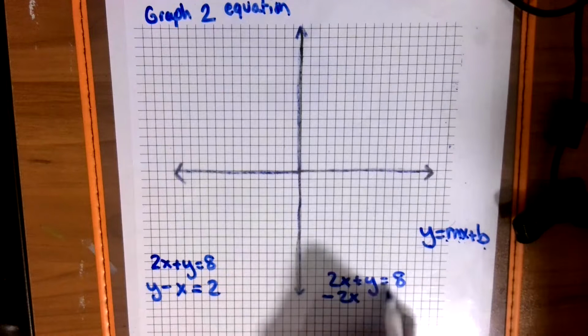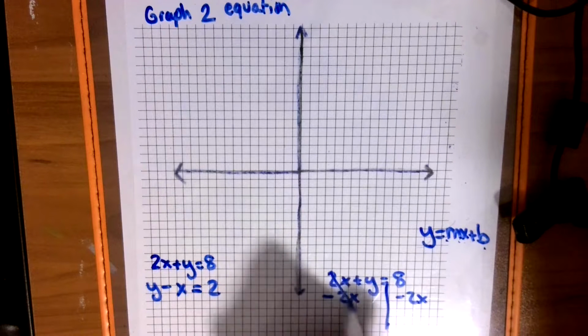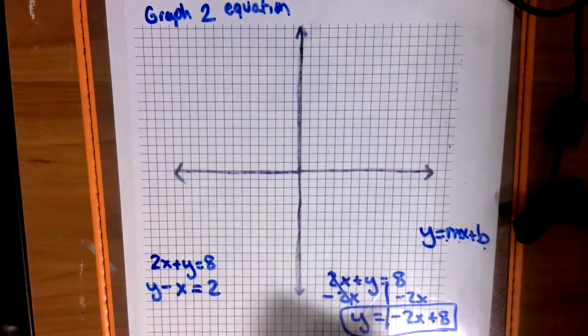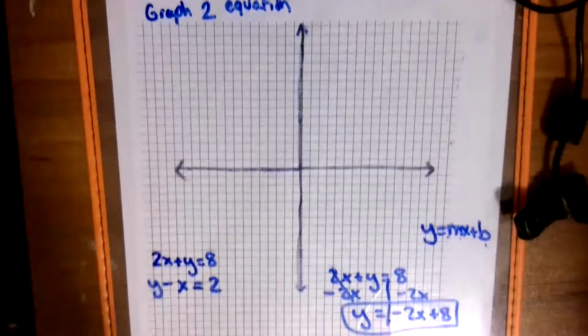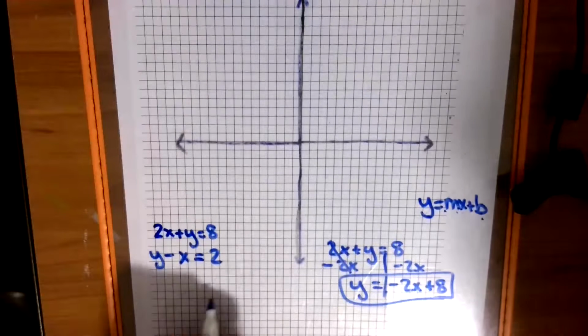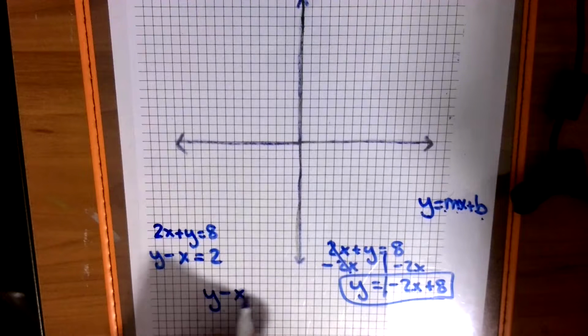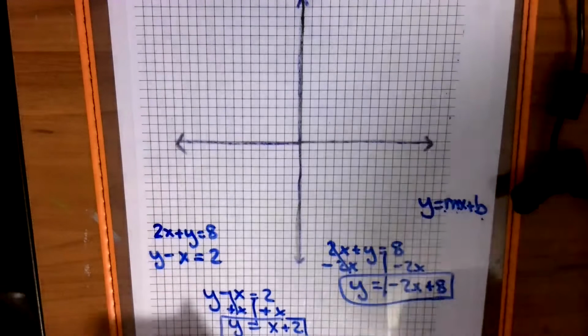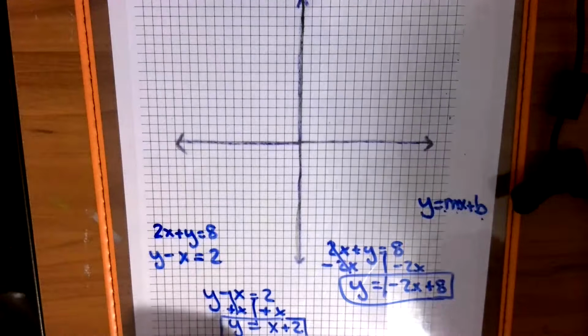So we want to minus out the 2x. So we're going to have y equals negative 2x plus 8. That's our new one of them. And now we're going to look at the other one. So we have y minus x equals 2. We want to plus x, y equals x plus 2. So we get these two equations, and now we have to graph them, okay?